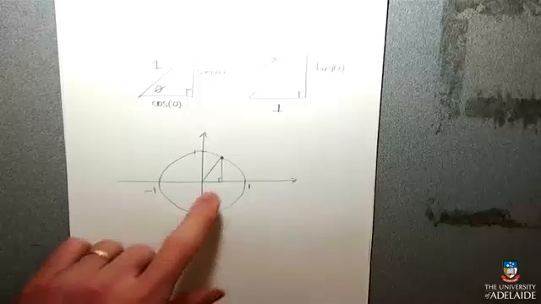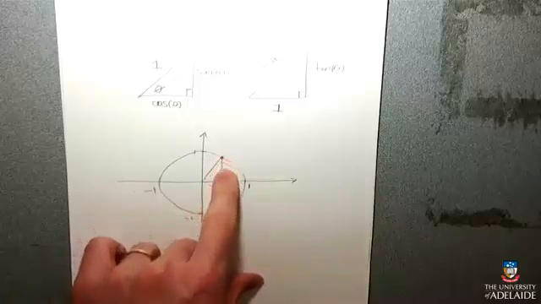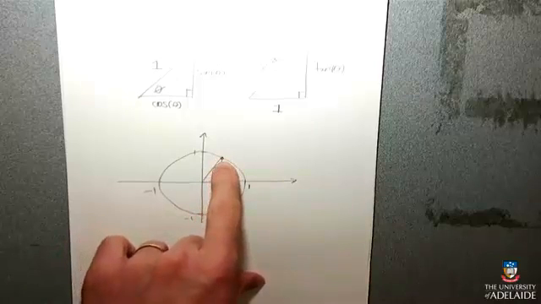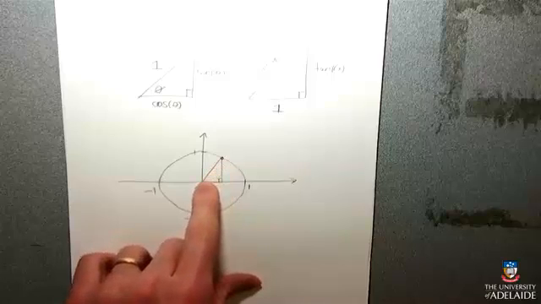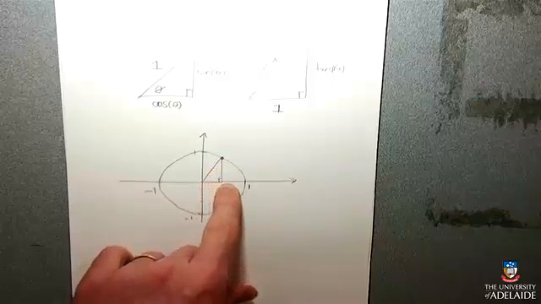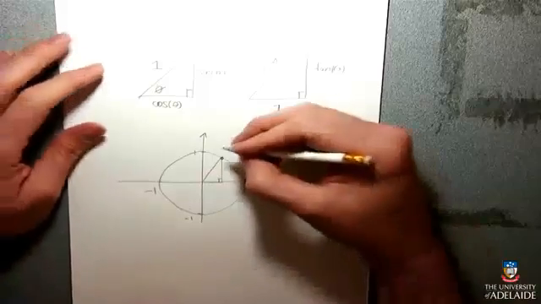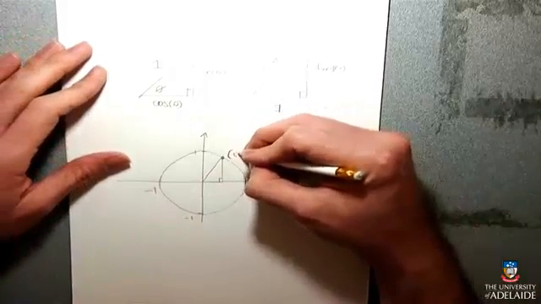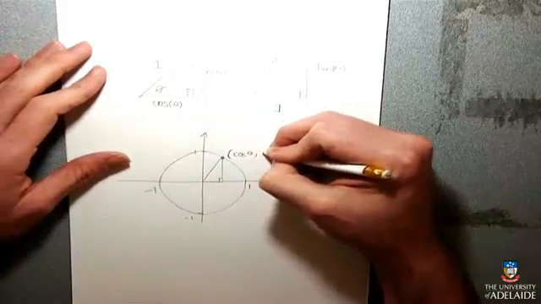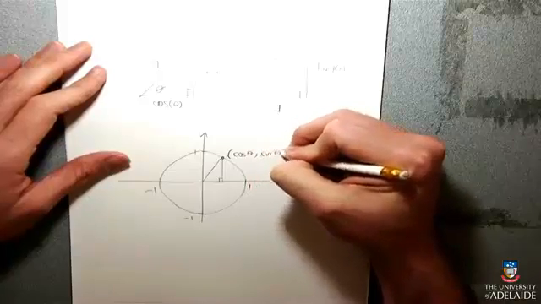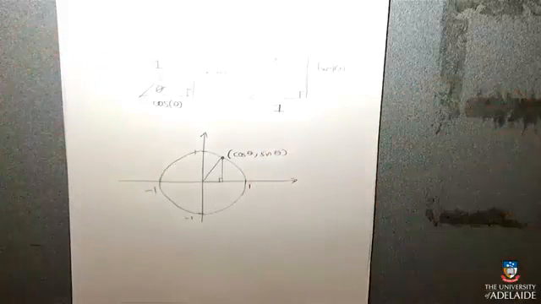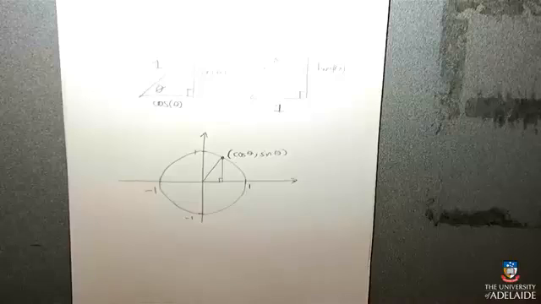And then that means that this height here is the same as the y-coordinate of this point. And this length here is the same as the x-coordinate of this point. And so we redefined sine theta and cosine theta to be the x-coordinate and the y-coordinate of a point on the unit circle.